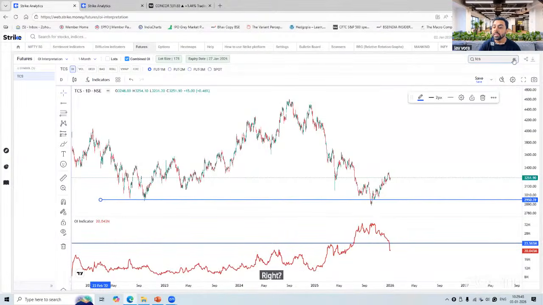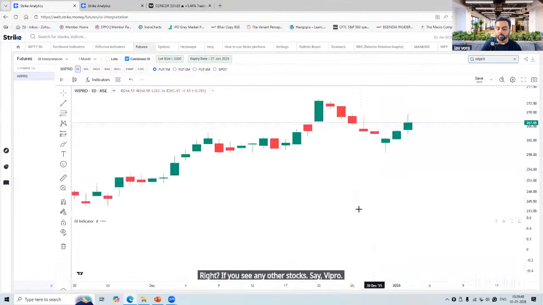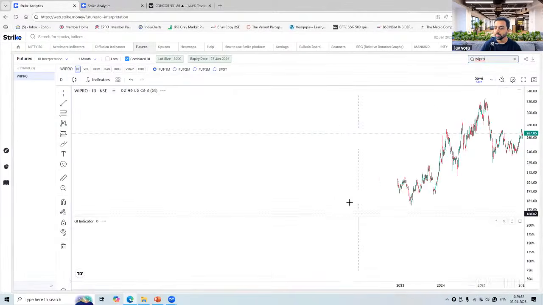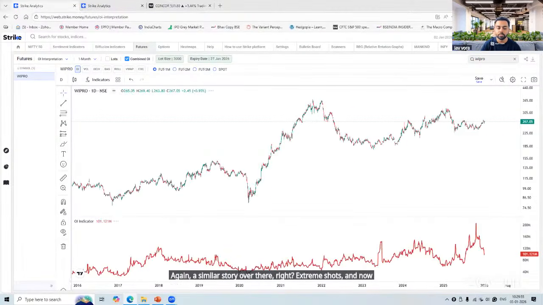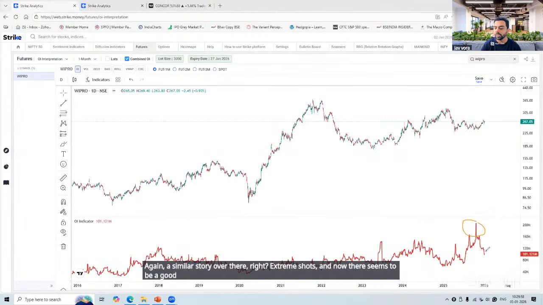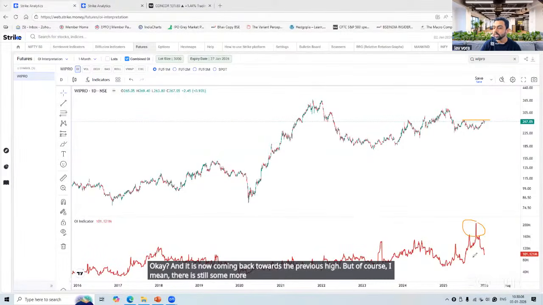If you see any other stock, say Wipro, again a similar story over there, right? Extreme shorts, and now there seems to be a good short covering rally that we have seen. Okay, and it is now coming back towards the previous high. But of course, there are still some more shorts left in the system. So we need to see how things unfold.